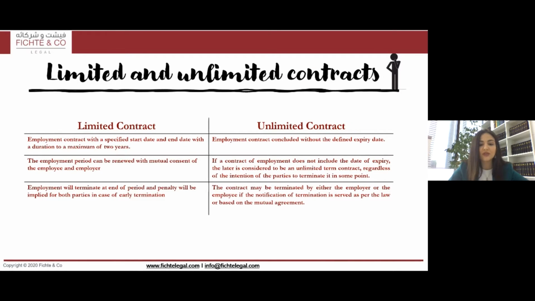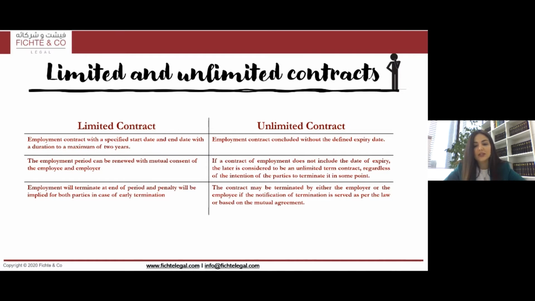So let's discuss the difference between them. With regards to limited contracts, or fixed term contracts, this kind of employment contract has specified start and end dates. The contract is deemed to be terminated automatically after the end date. However, the parties can agree to renew the contract.